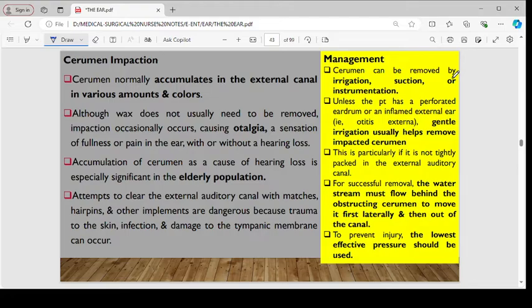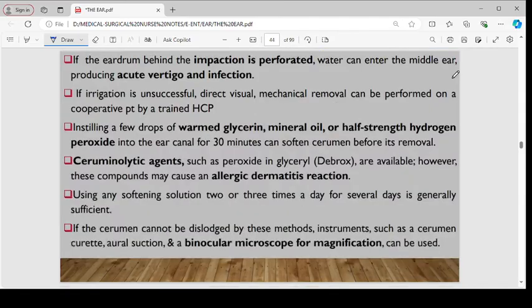So how is it managed? This cerumen can be removed through irrigation, suction, or instrumentation. Unless the patient has a perforated eardrum or an inflamed external ear, we just do gentle irrigation. It usually helps to remove this impacted cerumen, particularly if it is not tightly packed in the external auditory canal. For successful removal, the water stream must flow behind the obstructing cerumen to remove it first laterally, then out of the canal. To prevent injury, we have to use the lowest effective pressure in this case.